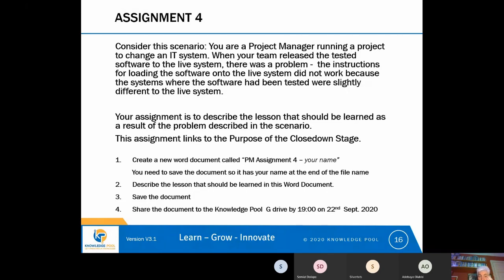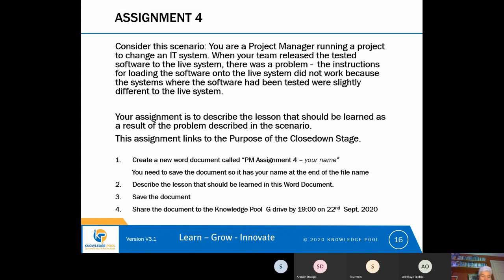So there are some instructions for you. Create a new Word document, call it PM Assignment 4, but put your name at the end and save the document so it has your name. Then in the document, describe the lesson that you think should be learned from the scenario above. You need to think about what went wrong and what lesson could be learned from that. What could we do differently to avoid that problem in future? Then save the document and share it back to the Knowledge Pool G Drive.